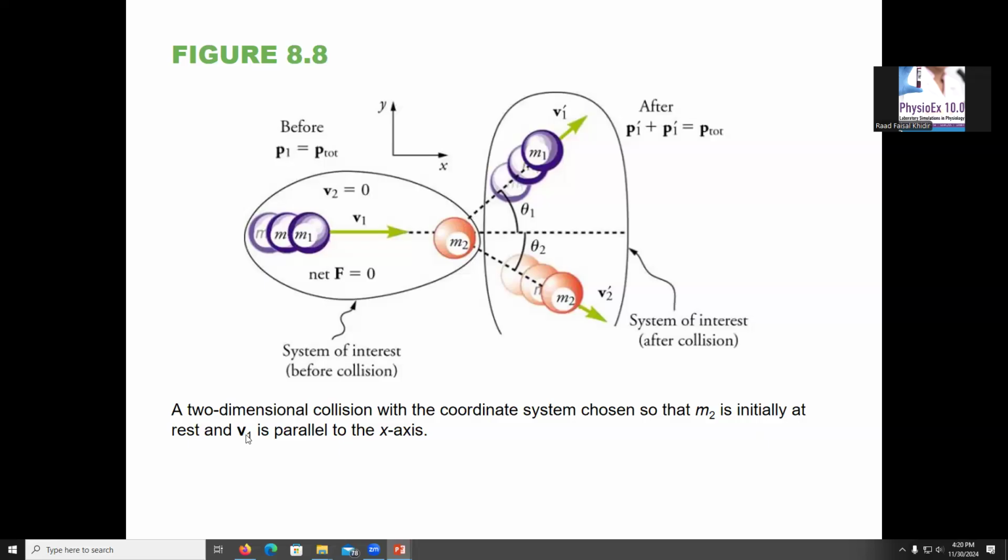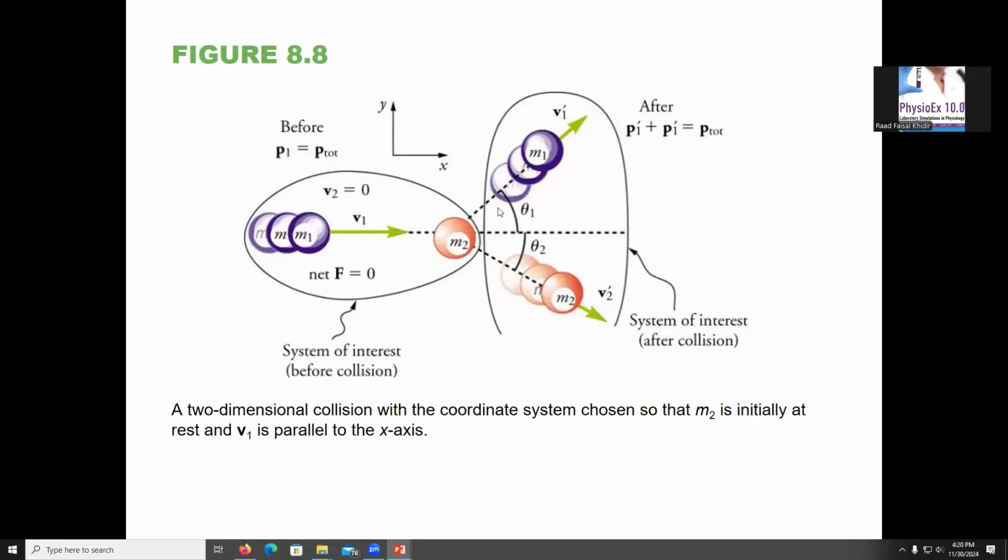And V1 is parallel to the x-axis, so the velocity with which V1 is moving and with which it hits M2 is parallel to the x-axis. So now if I want to calculate my momentum, I have to calculate my momentum exclusively on the x-axis and my momentum on the y-axis.